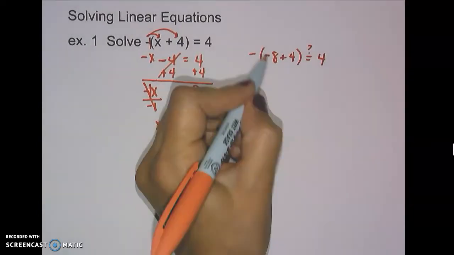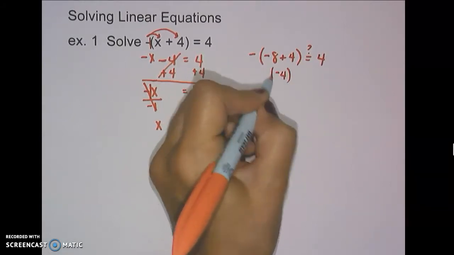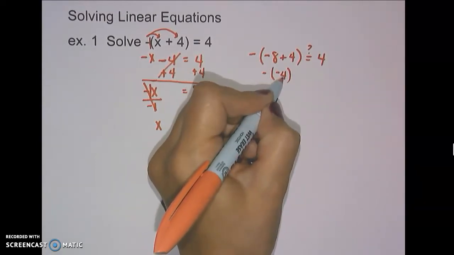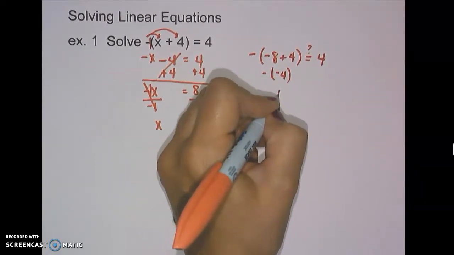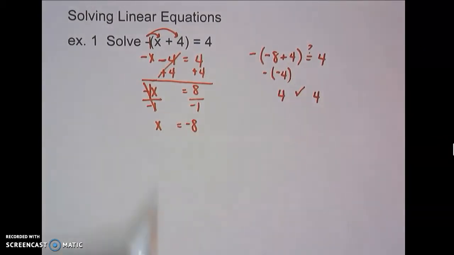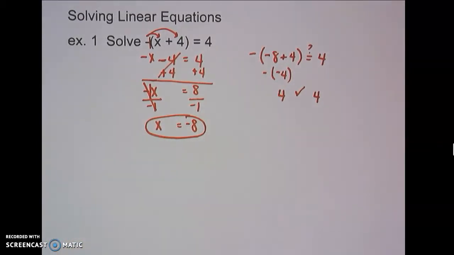So -8 plus 4 is -4. We still have that negative out front, so a -4 is a +4. Is that equal to this 4 over there? Yes, it is, so we know that x equals -8 is the correct answer. So remember, you can always take your answers and plug them back in to check to see if they're correct.